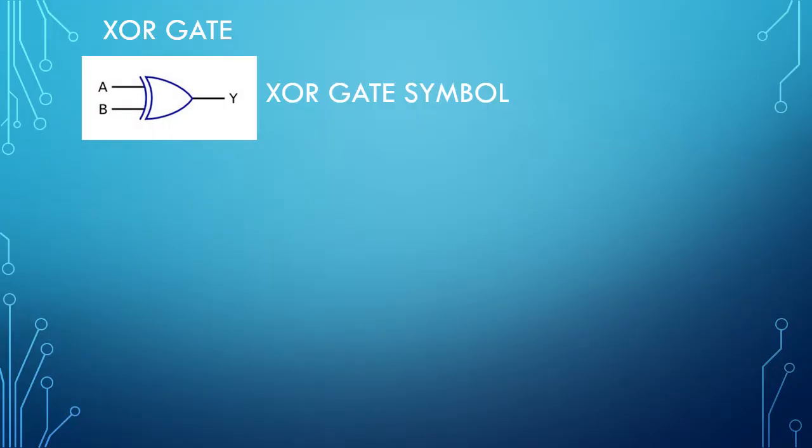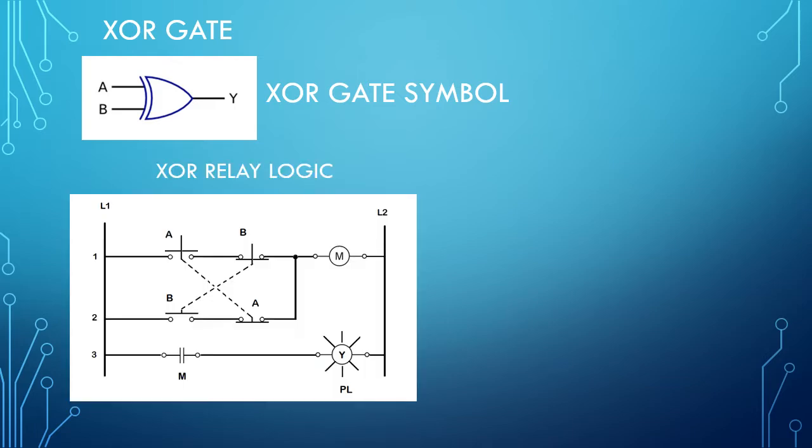Here we have the symbol for the exclusive OR gate. It is similar to the OR gate, but it has an extra bar on the input side of the A and the B, or the left-hand side, to let you know that it has a slightly different function from the OR gate. Here we have the ladder logic for the exclusive OR function.